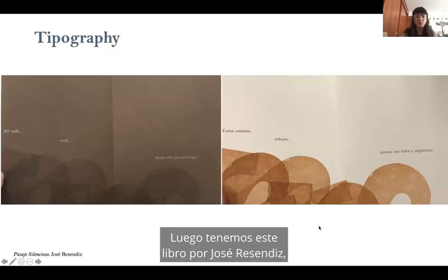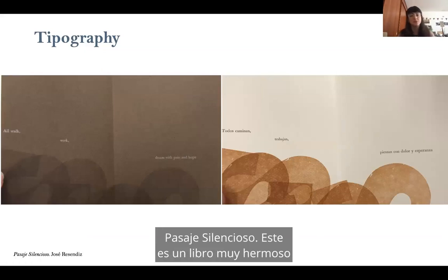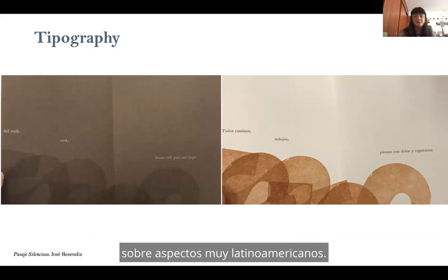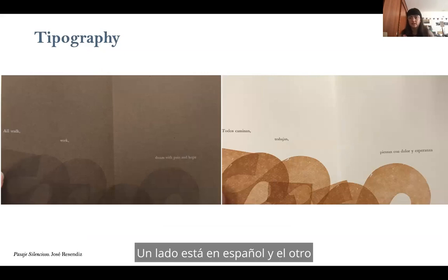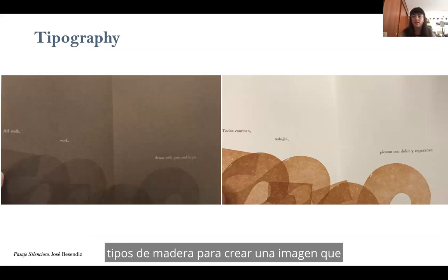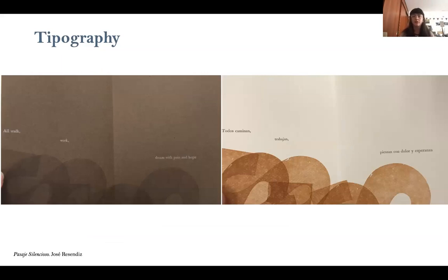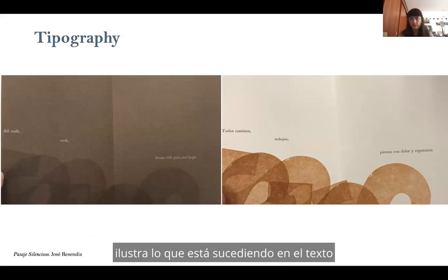Then we have this book by José Reséndiz, Pasaje Silencioso. This is a beautiful, beautiful book about very Latin American issues. And I really wanted to show this, not just because this book is read in two ways. One side is in Spanish and the other one is in English, but also he uses wood type to create an imagery that kind of illustrates what is happening in the text, and the text moves with these images.